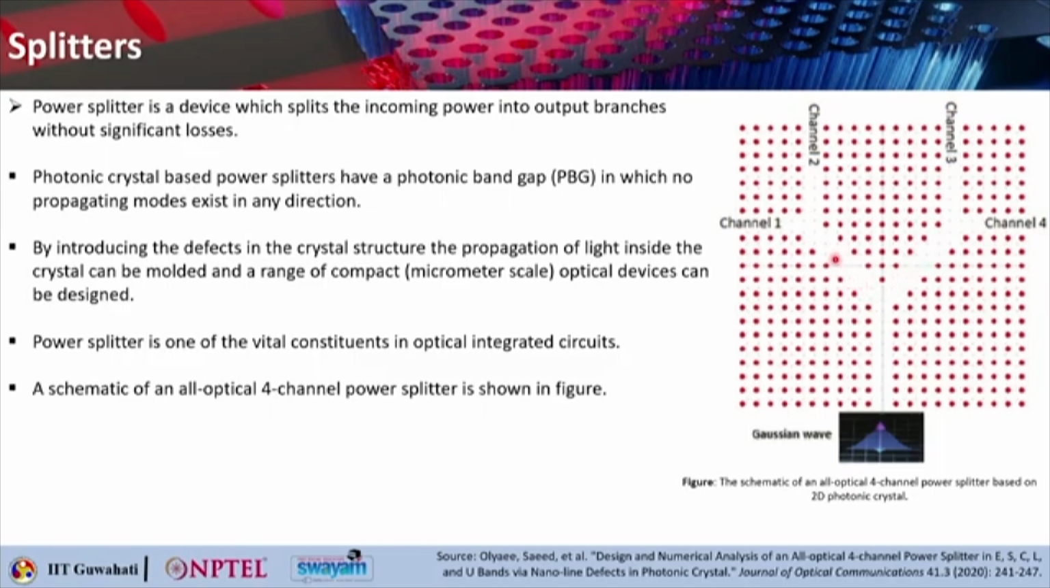Subsequently, as you can see, the light passing through each of these 45-degree bends can reach the preceding bends on both sides of the photonic structure, and it can reach here, and then get equally divided into channel 1, channel 2, channel 3 and channel 4. That way you can get a 4-channel power splitter.